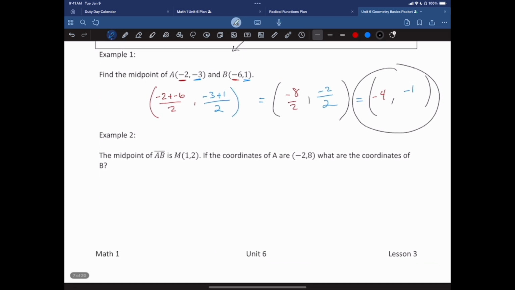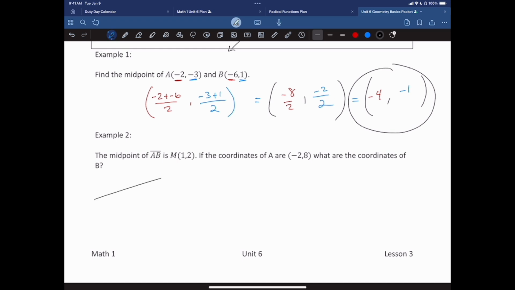Example 2, same idea, but we're going to have to work it a little bit. Okay, so I'm telling you the midpoint of AB is 1, 2, right? The point M, all right, let's draw this out. So we have a line segment AB, and we're told that this is a midpoint. It's cutting my line segment AB into 2 equal pieces. Okay, and we're also told the coordinates for A, whoops, sorry, I read the wrong number. The midpoint is 1, 2, and we're told that A is going to be -2, 8.